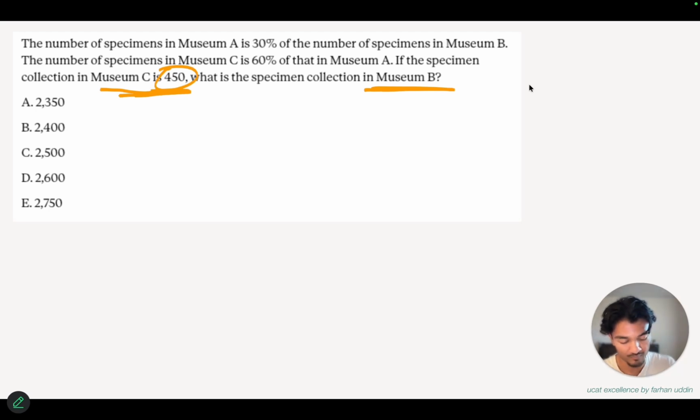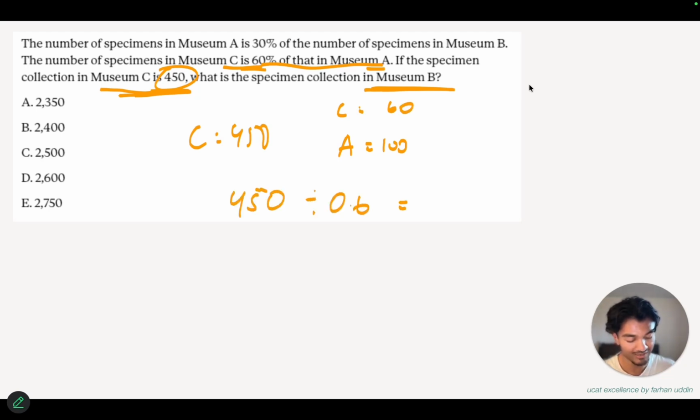So we know that C is 450 and Museum C is 60% of that in Museum A. So here we can begin to use the unitary method really quickly. If we want to find A, which is going to be 100%, and we know C is 60%, then the way we do that is we get the number in C, we divide that by 0.6, we end up getting the number 750.